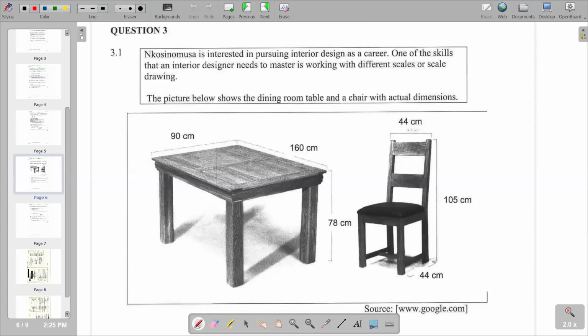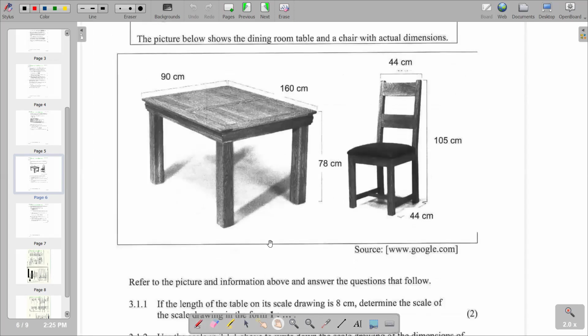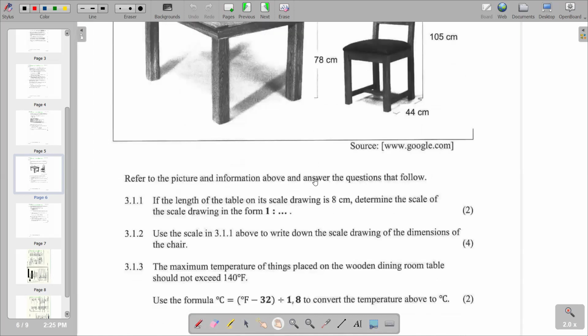Moving on to our question 3, it reads, because Nomusa is interested in pursuing interior design as a career, one of the skills that an interior designer needs to master is working with different scales or scale drawing. The picture below shows the dining room table and a chair with actual dimensions. So we are given the table, we are given the chair, and then beneath that, it says refer to the picture and information above and answer the questions that follow. If the length of the table on its scale drawing is 8 centimeters, determine the scale of the scale drawing in the form 1:2.